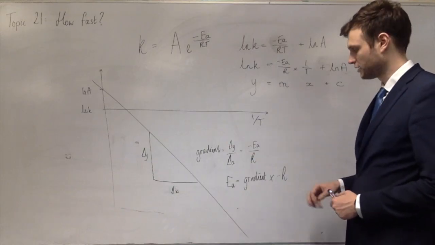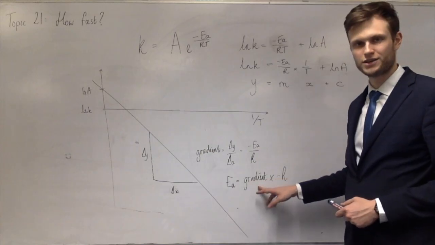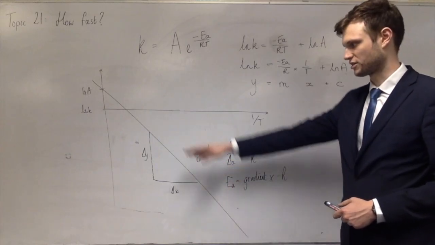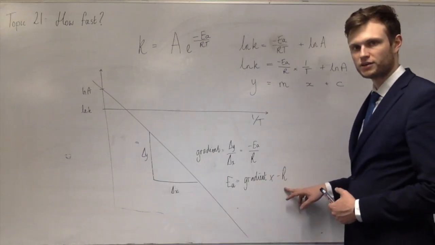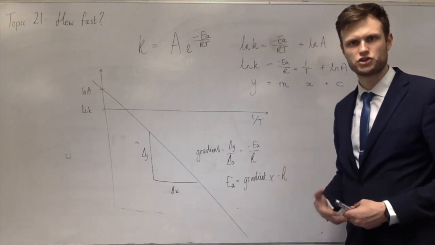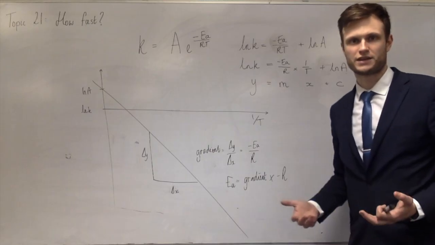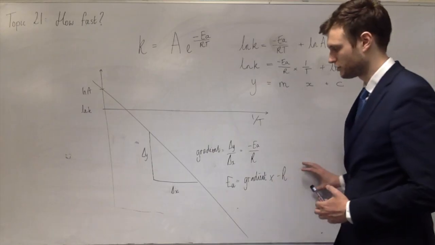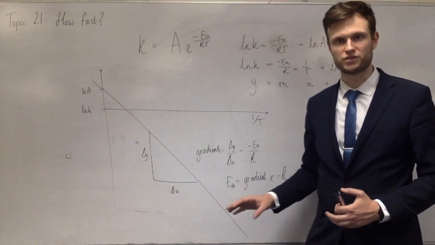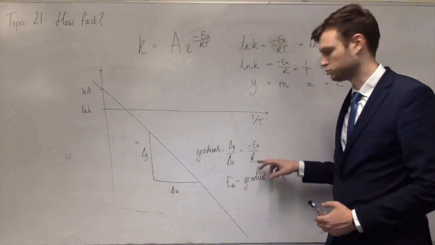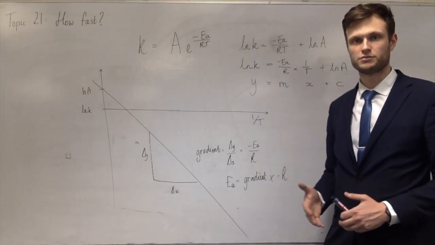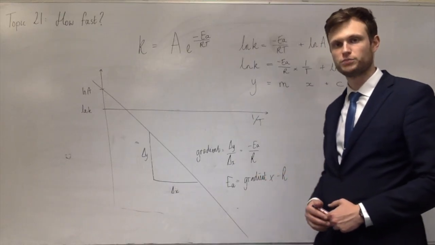Now, in my experience, most people will forget that the gradient should be a negative number because it's going down, and this gradient will be a positive, and then they times it by minus R, and you end up with a negative activation energy. Now, obviously, negative activation energy doesn't make any sense. Your answer to this whole thing should be positive. So if you just want to find out the gradient as a magnitude, and then multiply it by R, then that's fine. Your activation energy will come out as joules per mole.